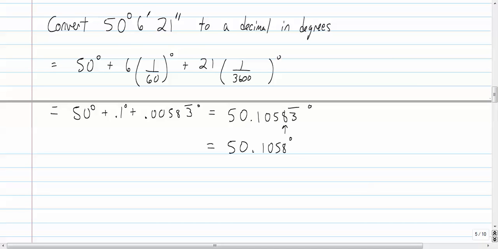Well, what if we have a decimal in degrees and we want to convert that over to degrees, minutes, seconds? For example, let's say that I had 21.256 degrees, and I want to convert this to degrees, minutes, seconds.